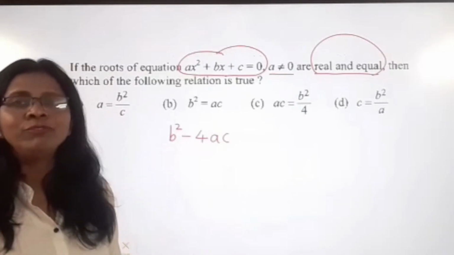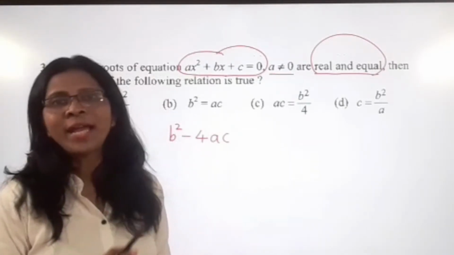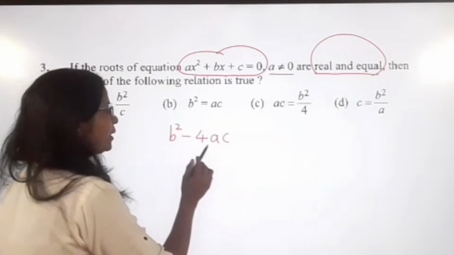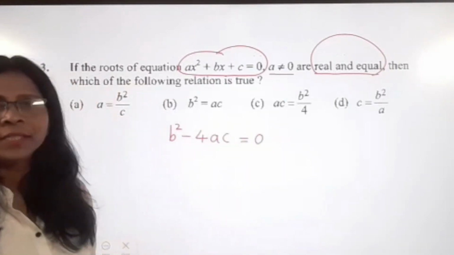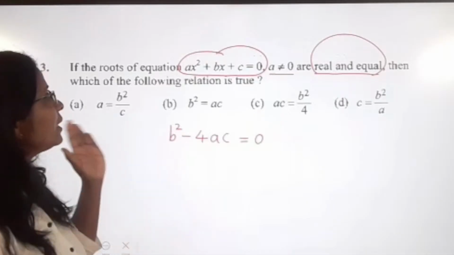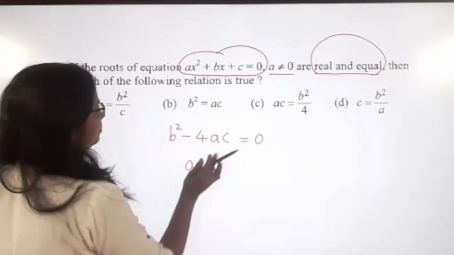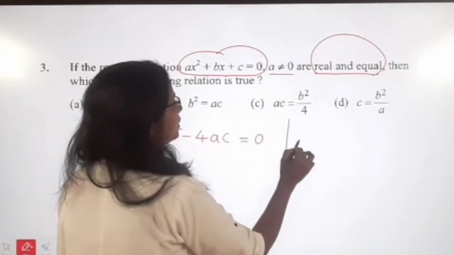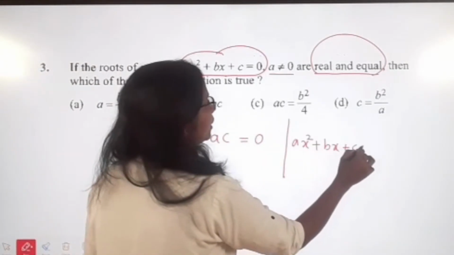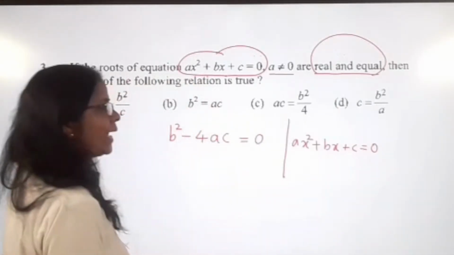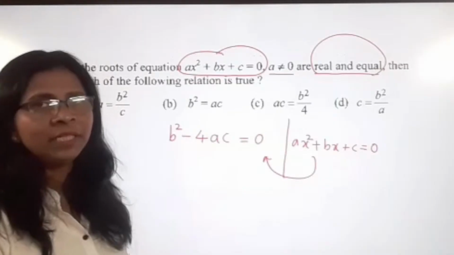If the roots of the given equation are real and equal, then you can say that b square minus 4ac is equal to 0, students. Here the given equation is ax square plus bx plus c is equal to 0, a quadratic equation, and from this equation we can get the discriminant value.